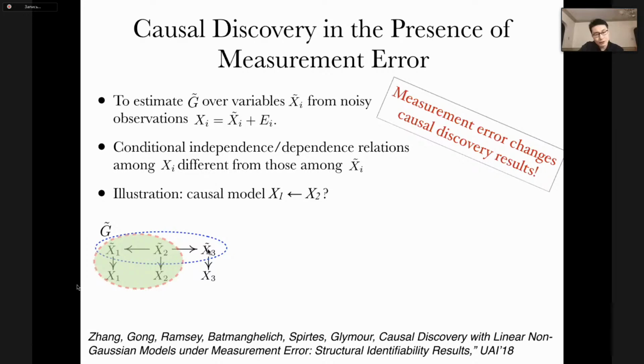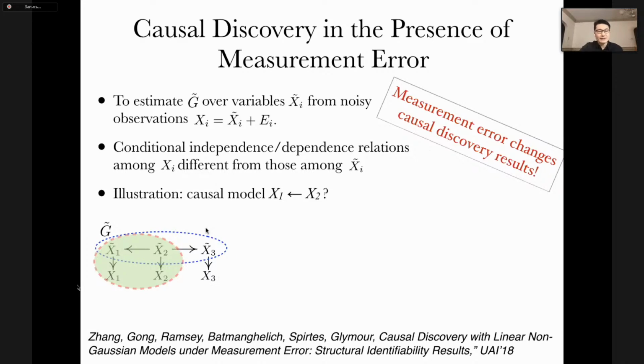Here you can see a graphical representation. So here xi tilde are the hidden true variables we want to analyze. And unfortunately, we have measurement error, right? We observe xi's, and they contain measurement errors.